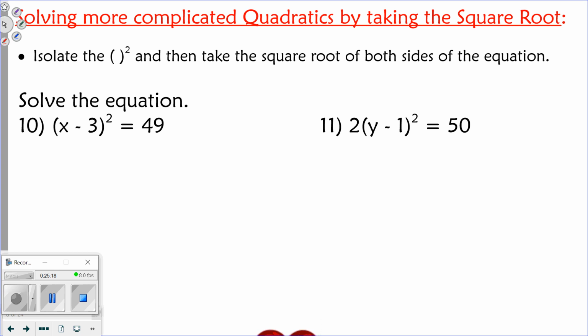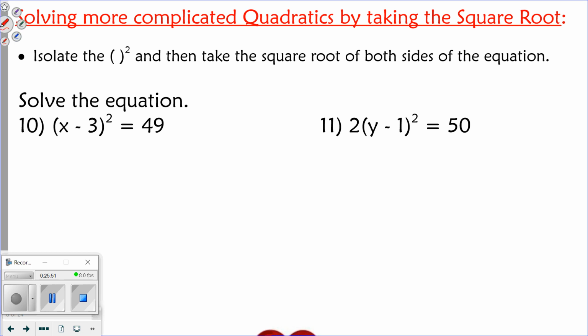All right, we're going to switch gears just a little bit. We are still solving using the square root method. Sean, can you sit on your butt, please? So still using the square root method, right? Because in your step-by-steps, I said to isolate the x squared or the parentheses squared. This is that type, okay? So number 10 has x minus 3 in parentheses squared equals 49. This is still a quantity squared. We can still use this method.